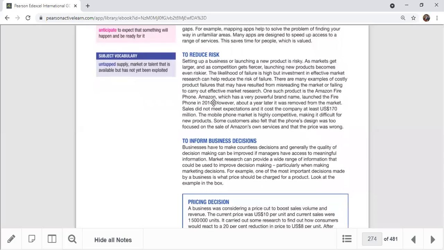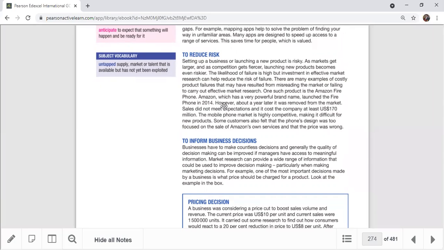Another advantage is that it reduces risk. It always reduces the risk of decisions like setting up a business. Launching a new product is very risky as markets get larger and competition gets fierce. Therefore, by doing market research, you reduce the risk of failing. Market research is like having a torch with you. It always gives you a glance, an idea, a vision of where you have to go, what areas you have to go to, and what things you have to follow. So it reduces the risk of business failure. Keep that in mind.